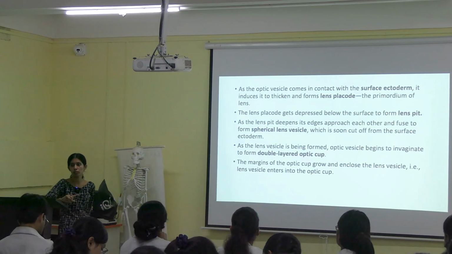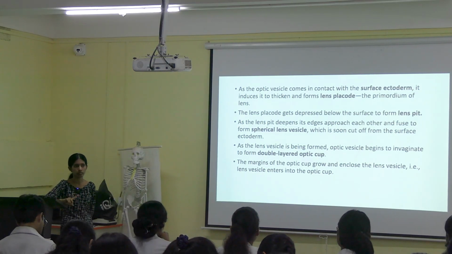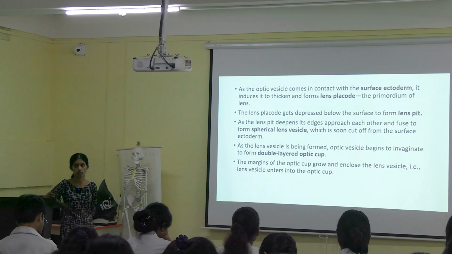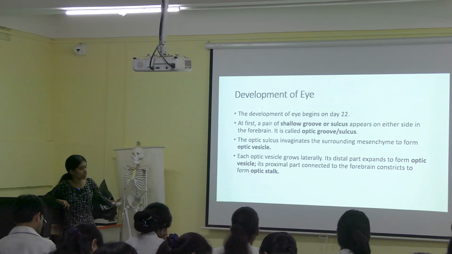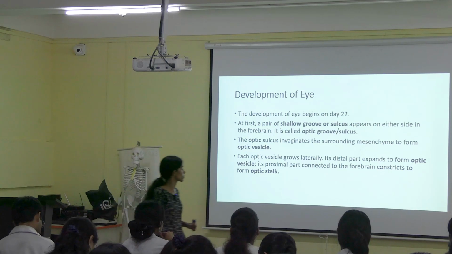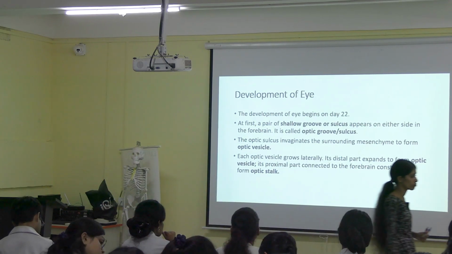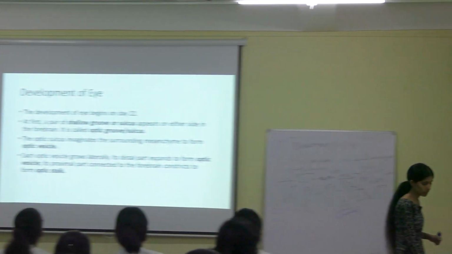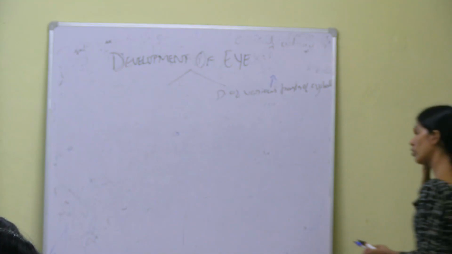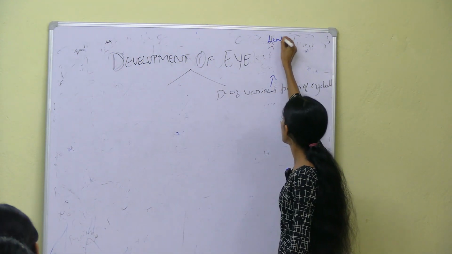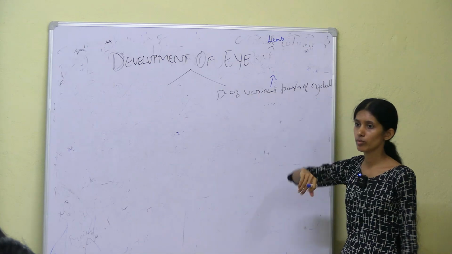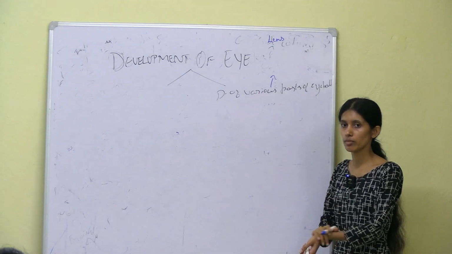So, any doubts in the formation or development of optic vesicle? No doubts? Okay. Take down that first point. Development of eye begins on day 22 after the gestation. Okay. The various parts of the eyeball that we see here are the lens. Then what are the other parts we see?